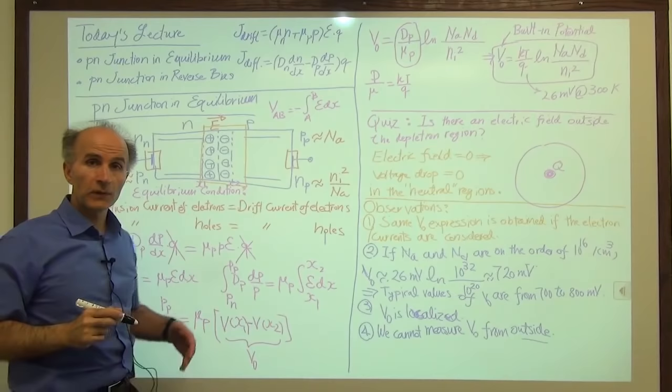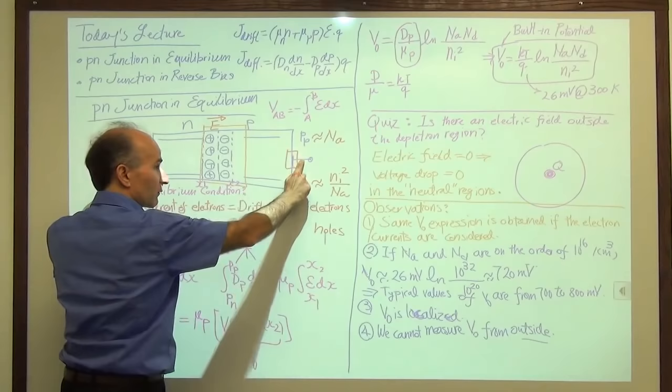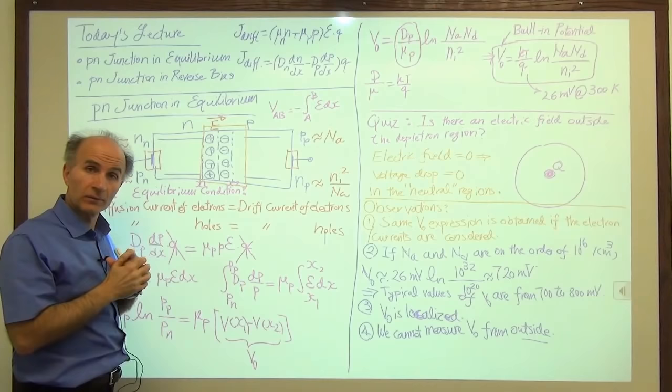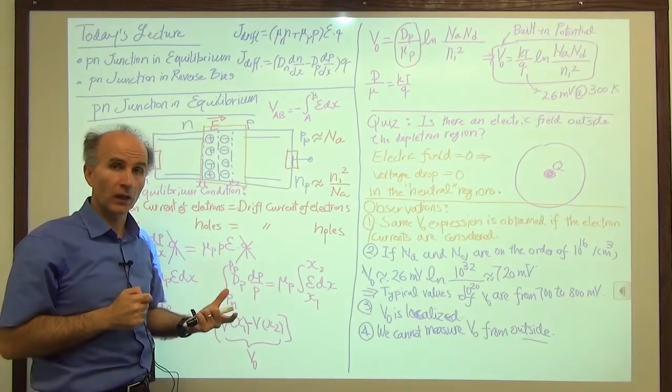If we use Kirchhoff's voltage law, as we start from here and go here, we have one voltage, nothing here, one more voltage, nothing here, one more voltage. And when we add up these three voltages, we get zero. Interestingly, this voltage and this voltage add up to the negative of this voltage, and they cancel each other. So that's one explanation as to why the built-in potential cannot be measured from outside.